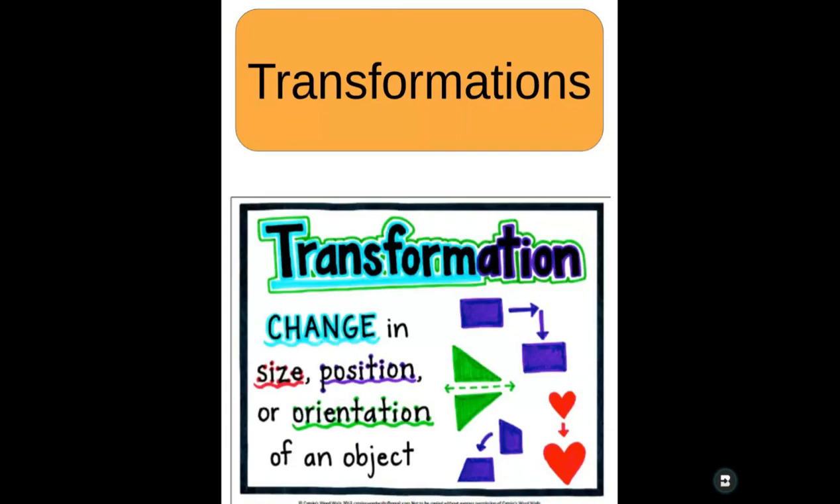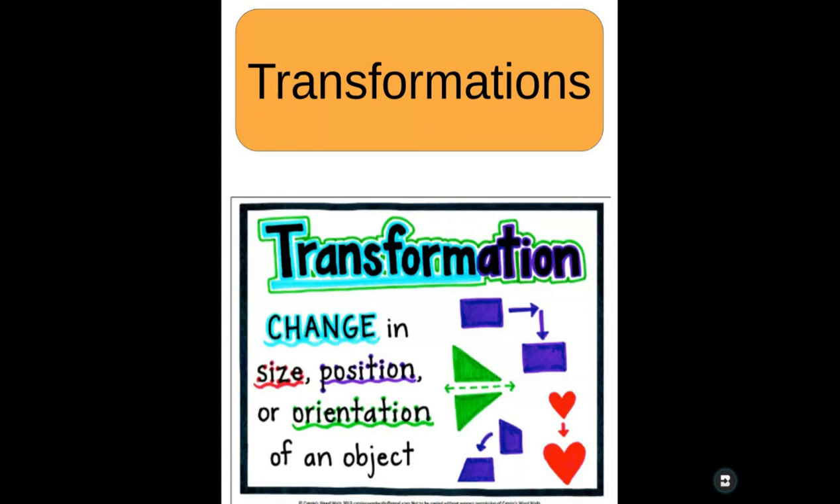So first and foremost, a transformation is a change in a figure. Specifically, what we're changing is the size of the figure, the position or location on a grid, or the orientation, which basically means how it lies on the grid. There are 4 different types of transformations that we will talk about. But our goal with these next few lessons is to talk about congruency within the transformation.